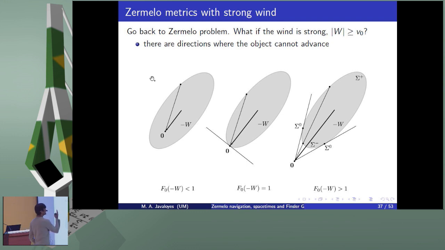In such a case, imagine that if the wind is very strong, maybe you are not able to advance against the wind. If you try to advance against the wind, you go backward. So this is what happens in the case of strong wind.